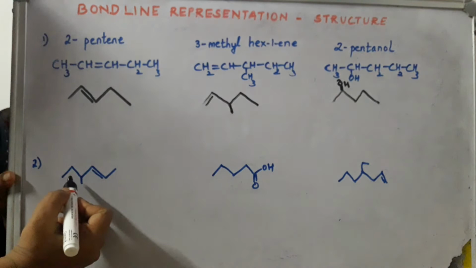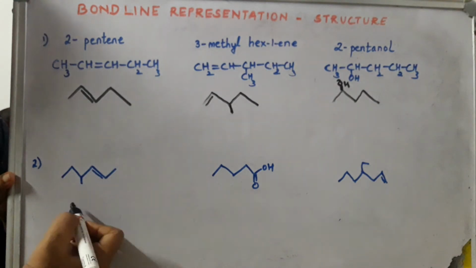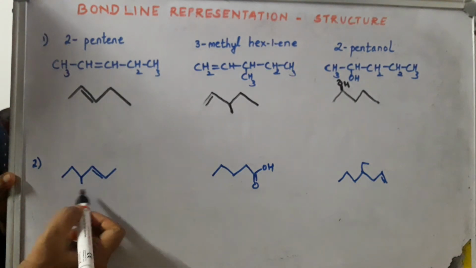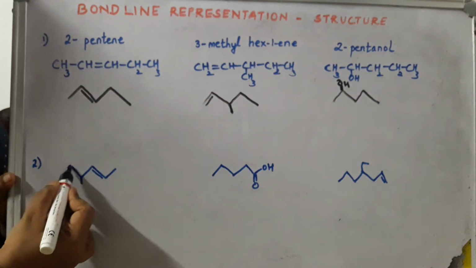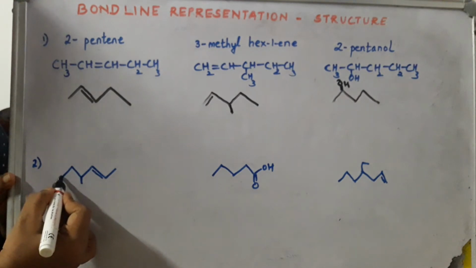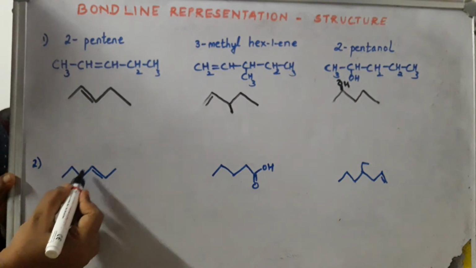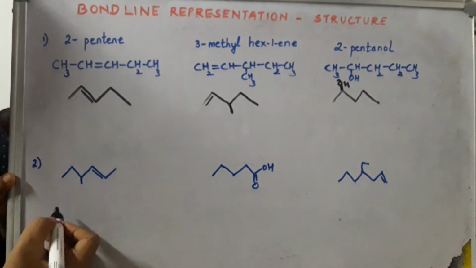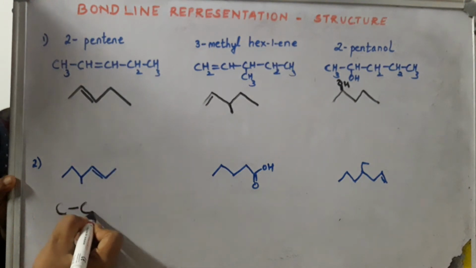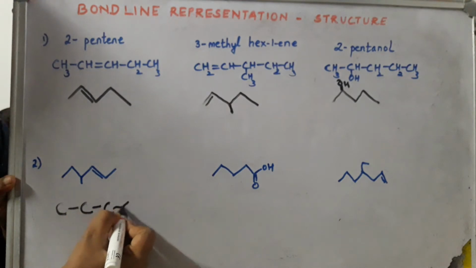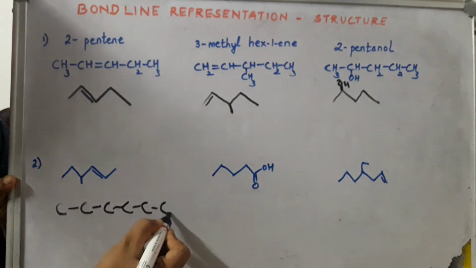Now let us see how to convert a bond line into a chemical structure, the structural formula. Here, each bond represents a carbon. So this one bond represents 2 carbons. So count and see how many carbons there are. 1, 2, 3, 4, 5, 6 carbons in a chain. So put the 6 carbons in a chain.